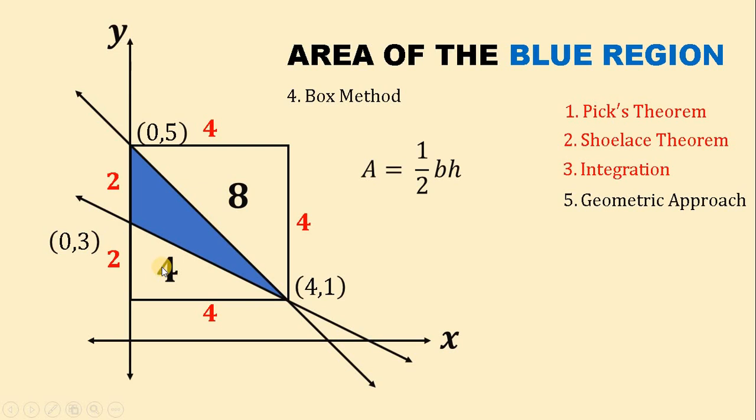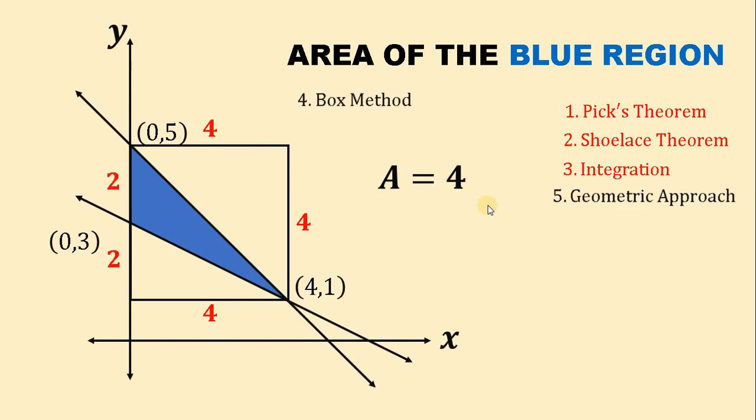Now the area of this white triangle right here must be equal to 1/2 times 4 times 4, which will give us 8 square units. And on this bottom right triangle, this will give us 1/2 times 2 times 4, or simply 4 square units. Therefore, the area of this blue shaded region must be equal to the area of the whole square, which is 16, minus 8 minus 4. So 16 minus 8 is 8, minus 4 will give us 4. Again, using the box method, we get the same result of 4 square units.